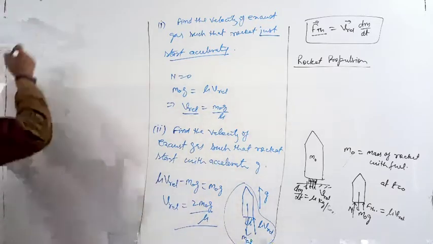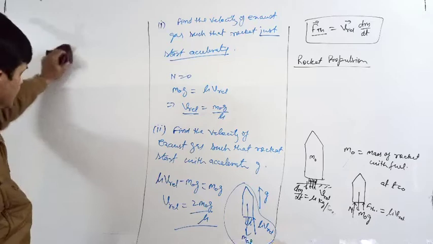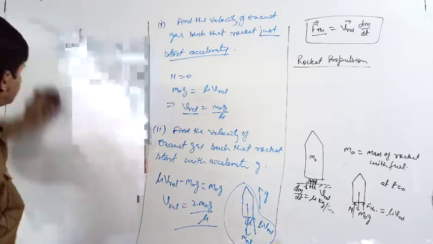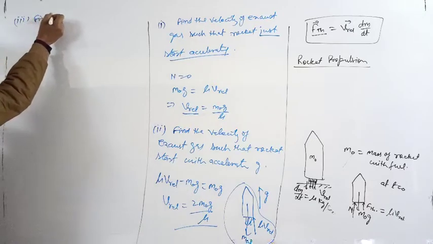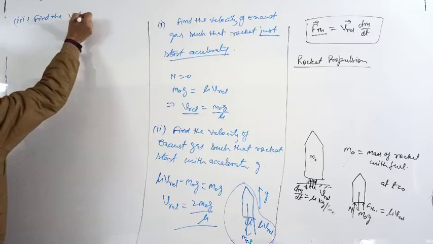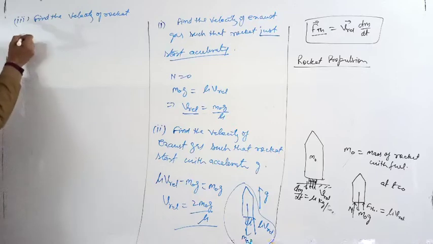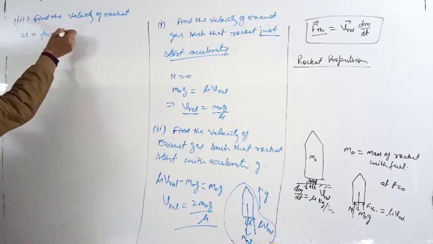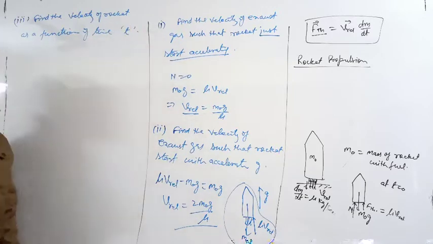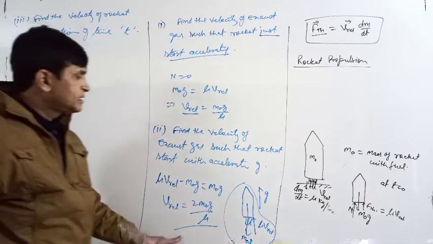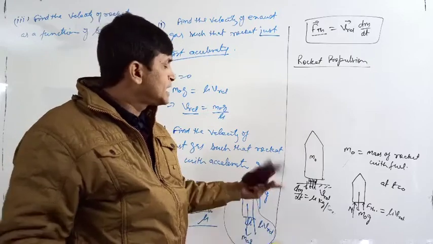The third question can be asked here. What is the velocity of the rocket at time t? Another point they can ask: find the velocity of the rocket as a function of time t. This also can be asked. So here they have not given any specific acceleration.